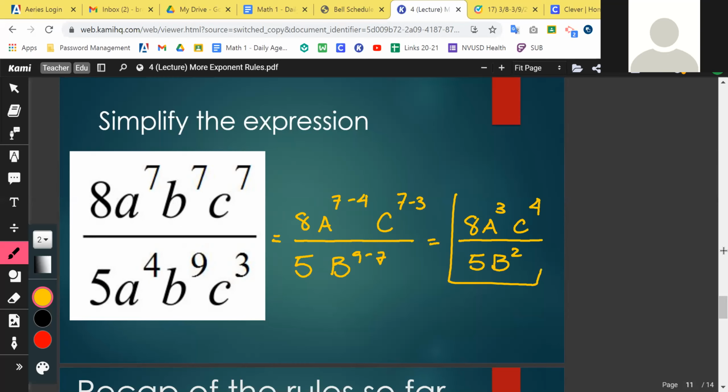And that's it. So as long as you remember those general rules, divide regular numbers if you can, always subtract from the bigger exponent, keep the base, subtract the exponents, you're going to be A-okay on these problems.